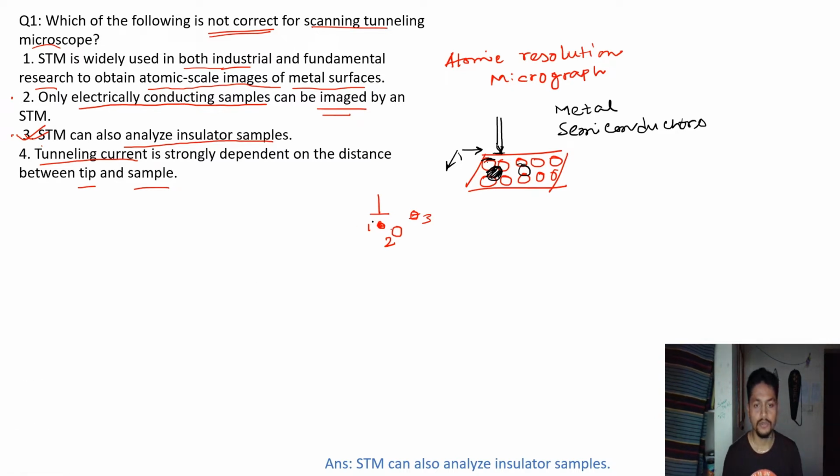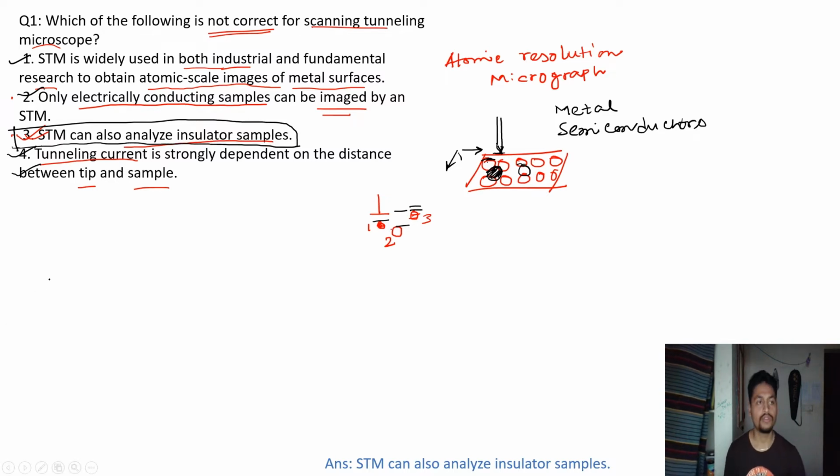Depending upon the distance between these, we are going to get the topograph. And we are practically measuring nothing but the tunneling current. So the tunneling current is strongly dependent on the distance between tip and sample. That we already know. So all these three options are correct, but not this, right? So this is our answer.